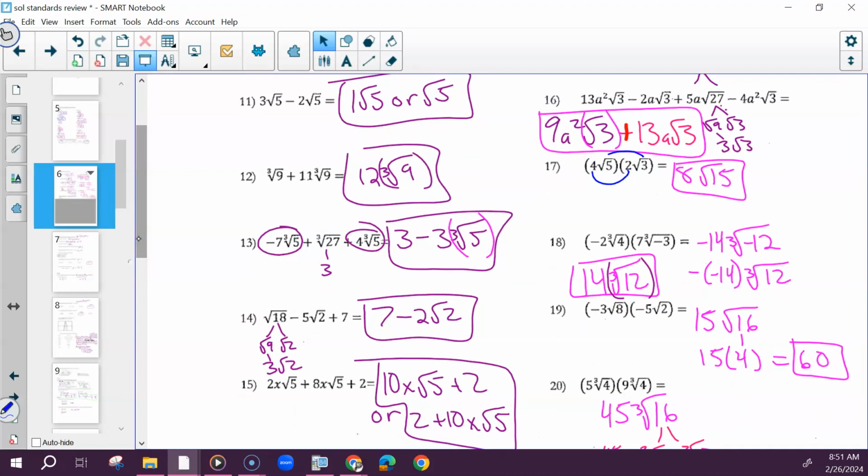Square root of 5, or 1 times the square root of 5. 12 is 12 times the cube root of 9. 13 is 3 minus 3 times the cube root of 5. 14 is 7 minus 2 times the square root of 2. 15 is 10x times the square root of 5 plus 2, or you can reverse that.